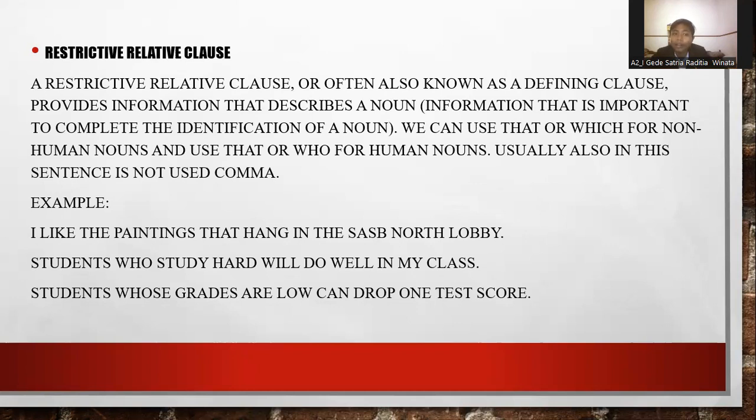Examples: first, I like the painting that hung in the third lobby. The second, students who study hard will do well in my class. The third, students whose grades are low can drop a test score.